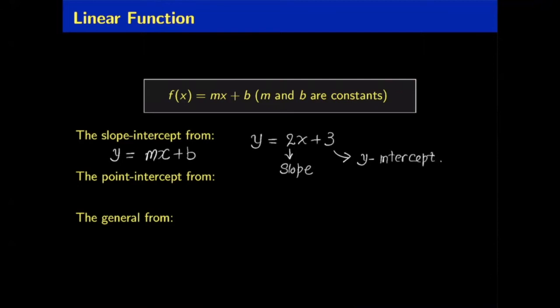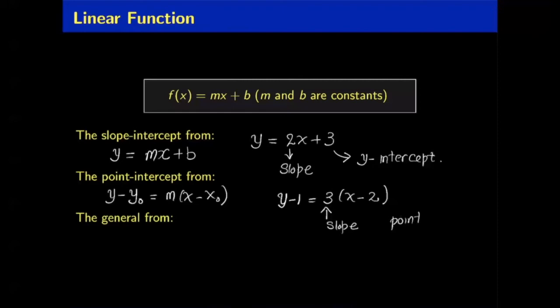Another form is the point slope form. If you are given a function y minus y0 equals m times x minus x0, and you write a function in this form, this is called the point slope form. An example will be y minus 1 is equal to 3 times x minus 2. In this case, this constant is the slope, and we don't have a y-intercept, but we have a point. The point that the linear function passes through is (2, 1).